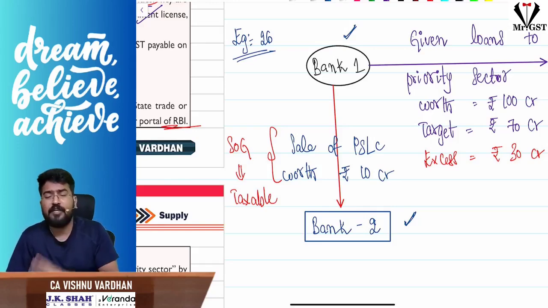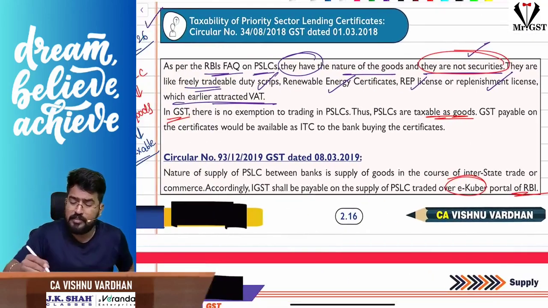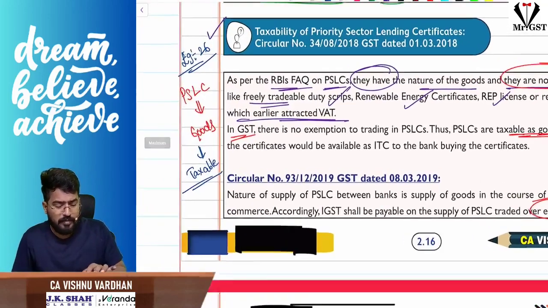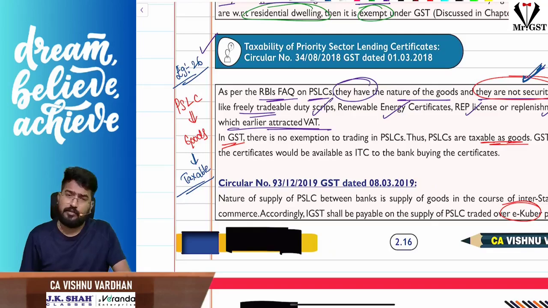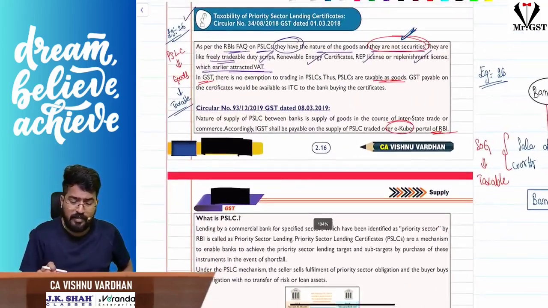Now what is happening here? What is the tax treatment here? The law has clarified that these are not in the nature of securities. These are not in the nature of securities. So PSLC are treated at par with goods, and hence it is treated as supply of goods and taxable. So that is another clarification for you. So with this we are done with the clarifications.